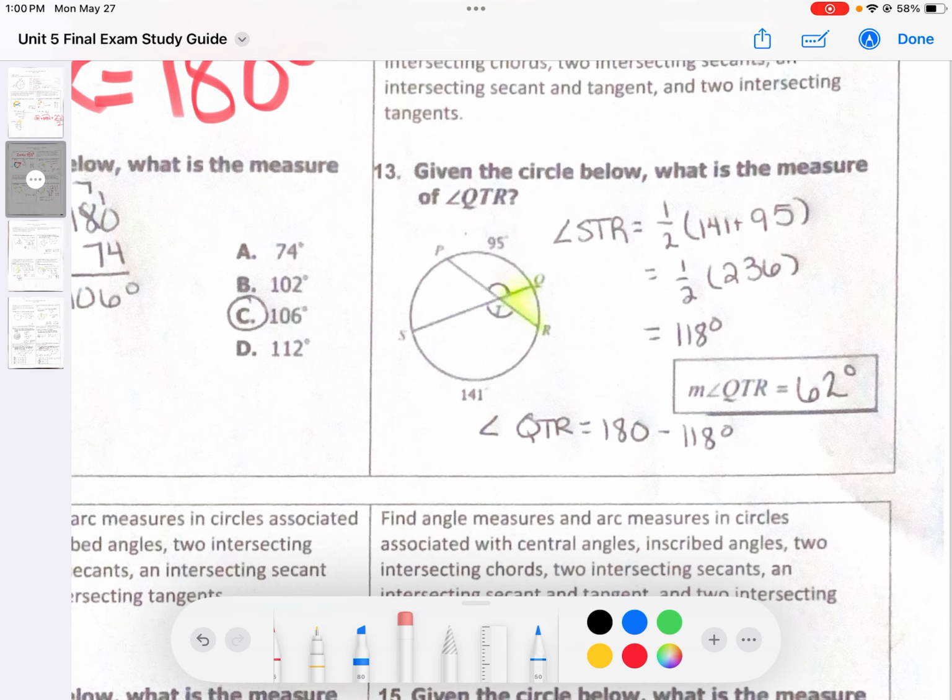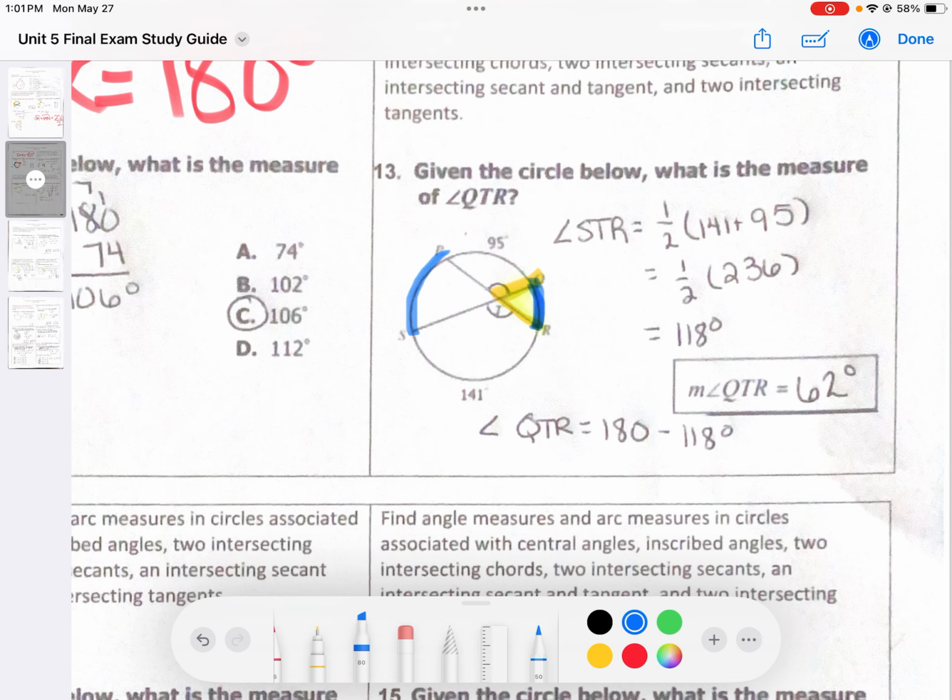Given the circle below, what is the measure of angle QTR? So I highlighted QTR here in yellow. I scanned the document so you really can't see it well. But you see, I don't have my intercepted arcs here for QTR. My intercepted arcs would be QR and PS.